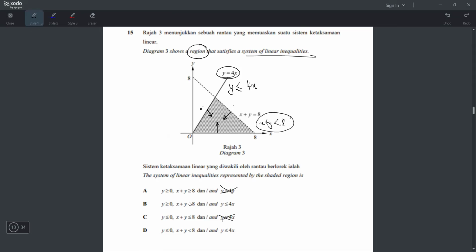So let's look at B or D. x plus y smaller than 8. So this is correct. This is also correct, right? So I think the only way to know the answer is to find the last line. Okay, so the last line I need to find is this line.